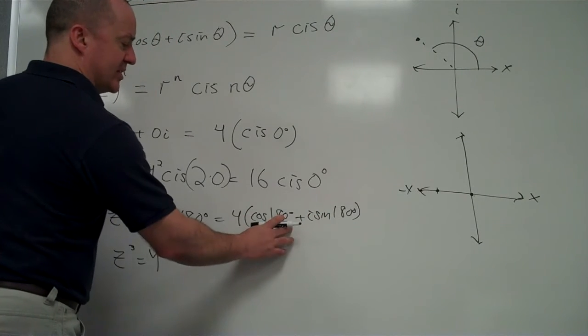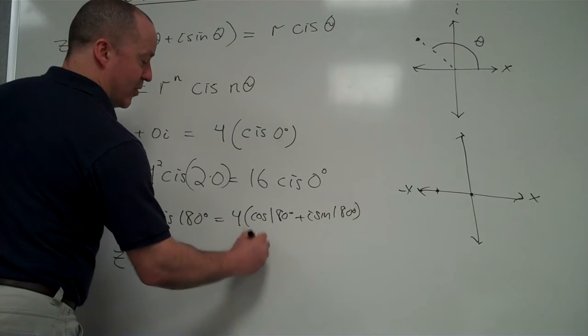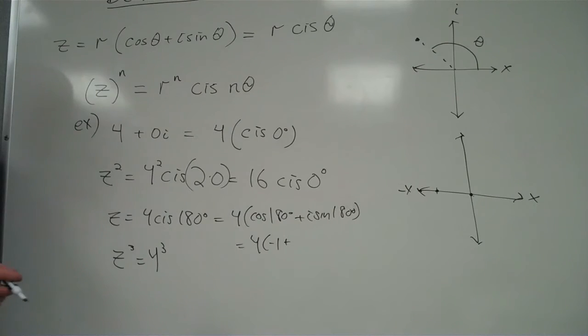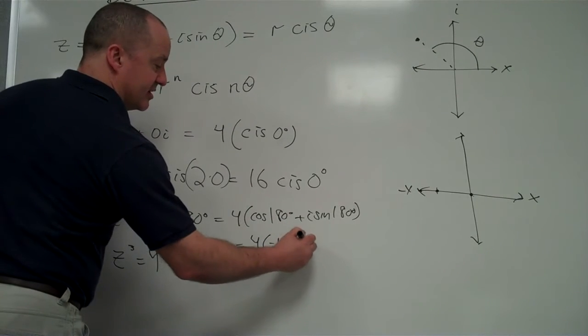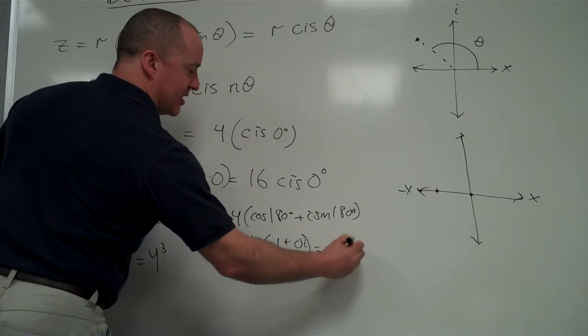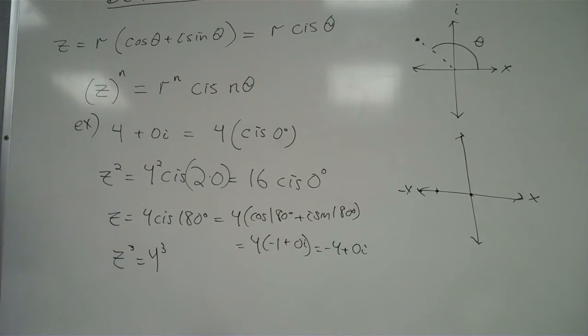What's the cosine of 180? Negative 1. What's the sine of 180? 0. And 0 times i. So this is negative 4 plus 0i when we convert it. Yeah, convert it to rectangular, and I got negative 4 plus 0i.